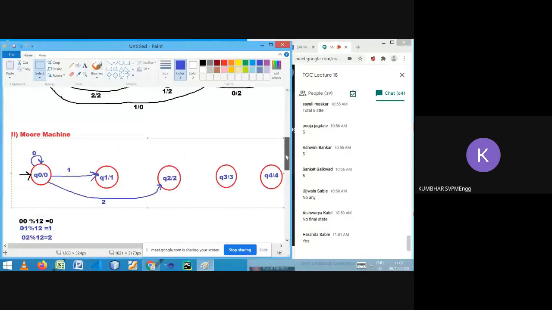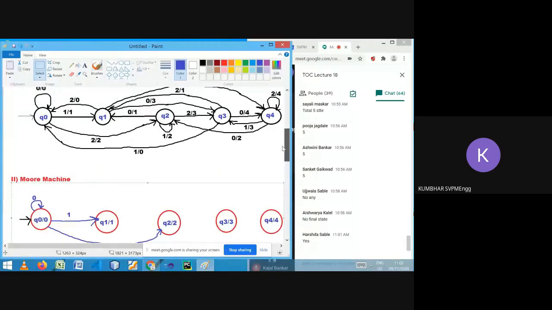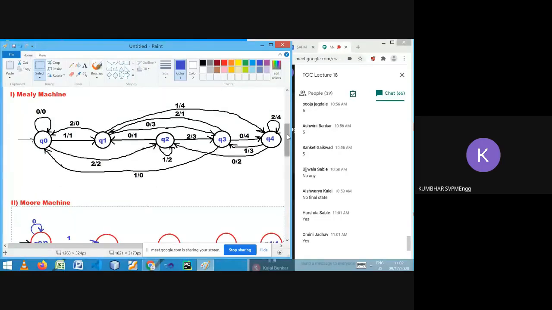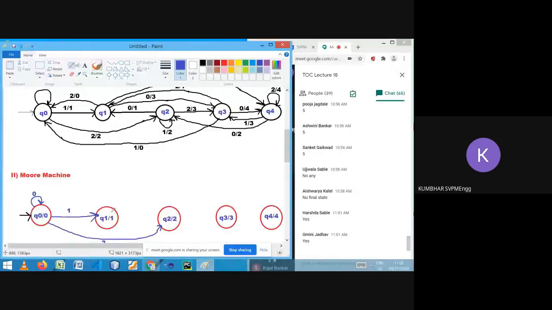So for Q1, I have to show the same transitions. See, Q1 on 0, if you observe, it goes to Q3. Q1 on 1, it goes to Q4. And Q1 on 2, it goes to Q0. So same transitions we will show. Q1 on 0, it goes to Q3.